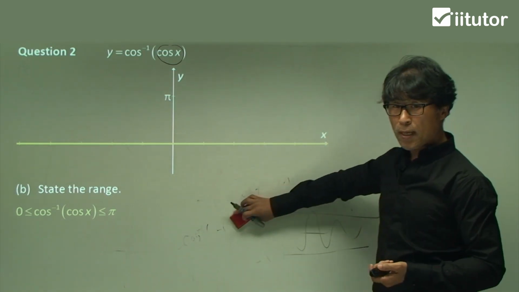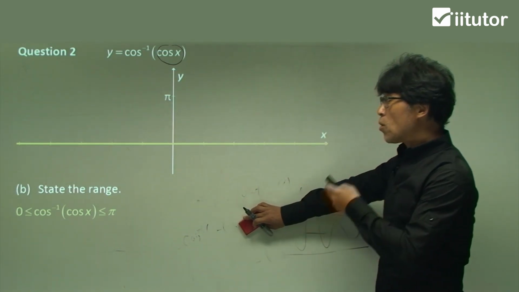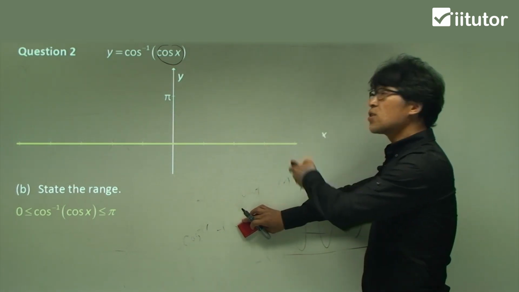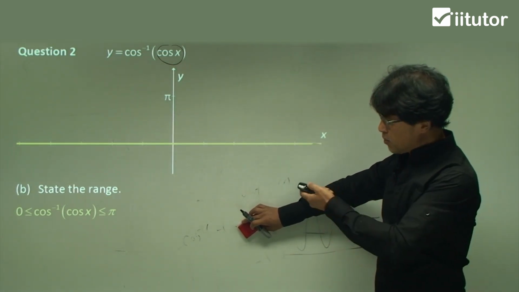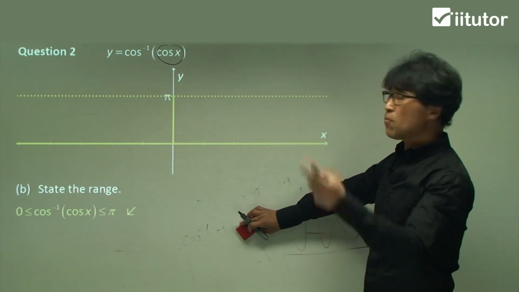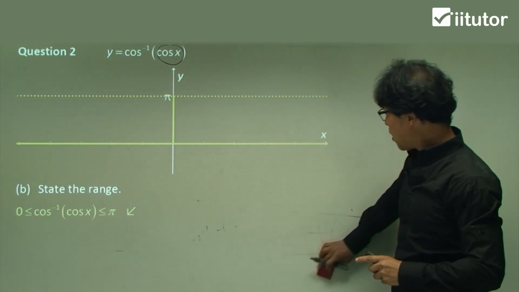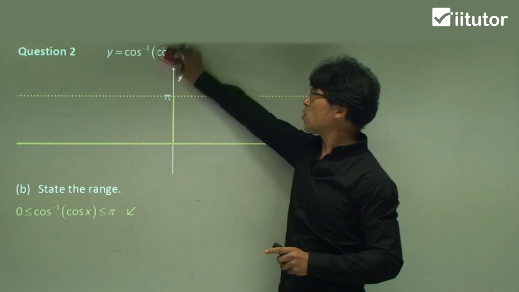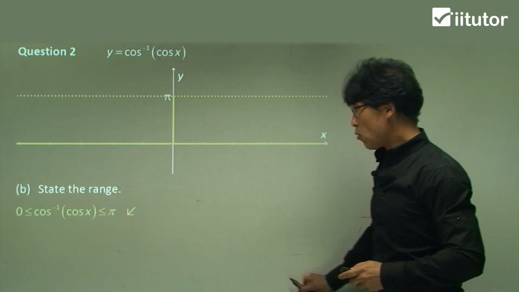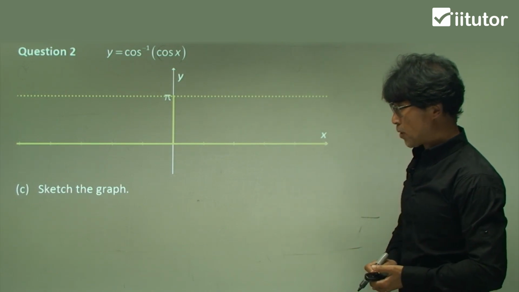So what are you going to do now? State or represent the range in the graph. How do you do it? Just in between 0 to pi. Just write the upper border and specify the lower border, or bottom border. We're going to sketch there.